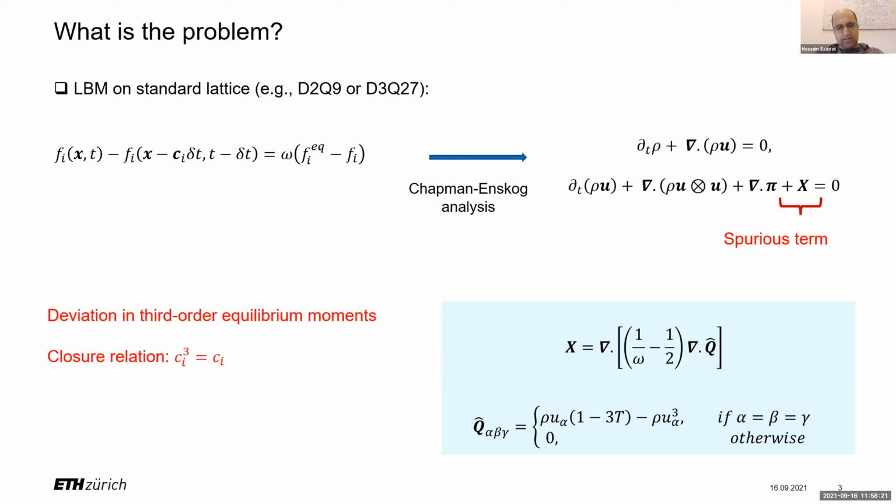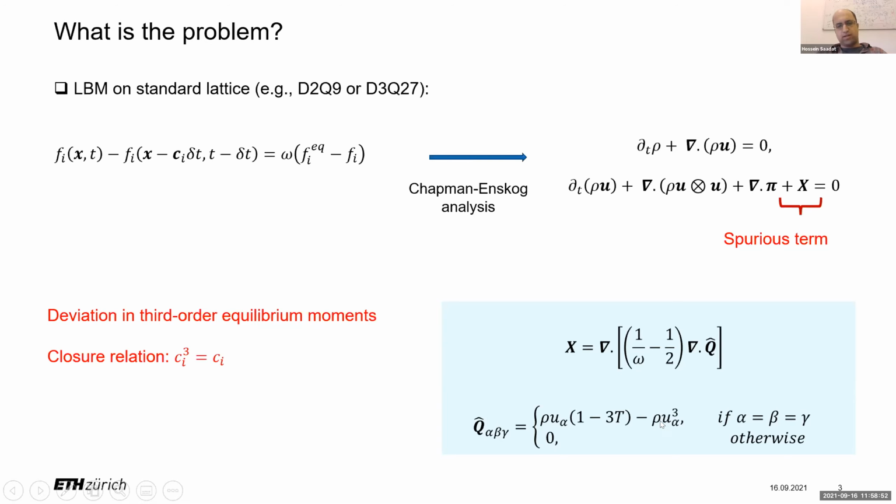The reason that we have such a deviation is that the number of discrete velocities of the standard lattices is too low. That means that we always have this closure relation, meaning that the diagonal components of the third order equilibrium moment are always equal to the first order moment. So regardless of the equilibrium distribution function that we use, we always have this deviation in the third order moment.